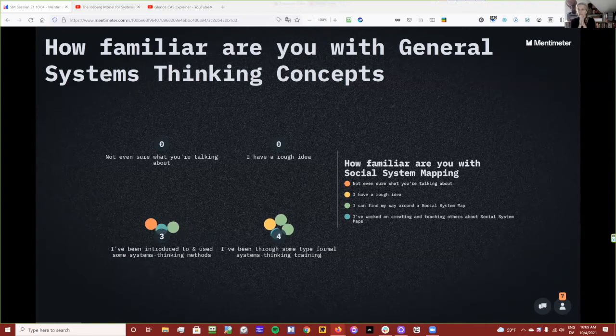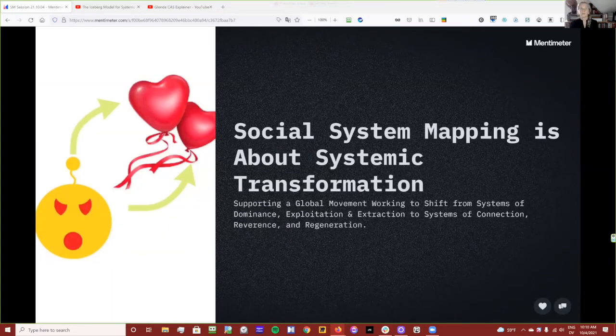Okay. And so on this, if you come back to my screen share, you can see that the dots are colored by your social system mapping experience. And so far you all are looking pretty familiar with high level systems thinking concepts, which is great. But if you're not, that's okay. We're set up to help you with that. So I'm going to go to the next screen, and just high level.